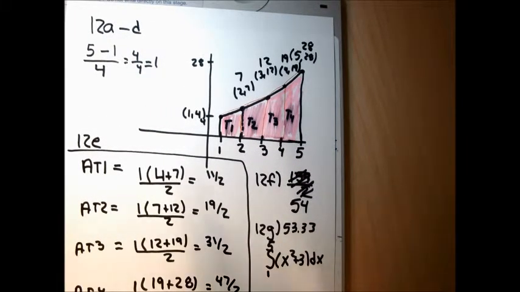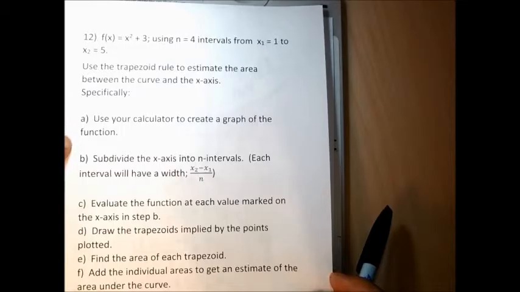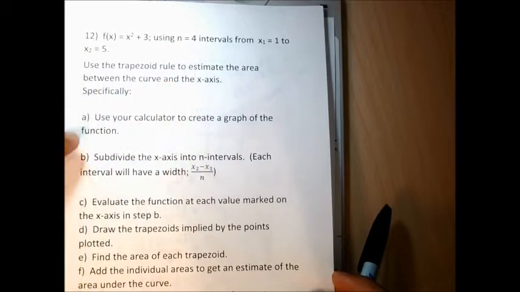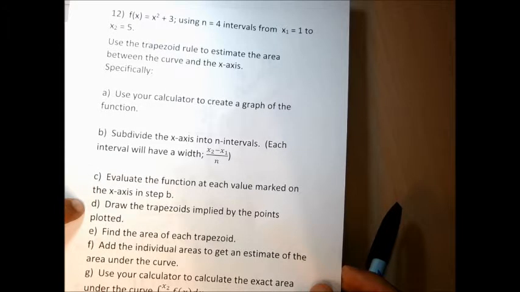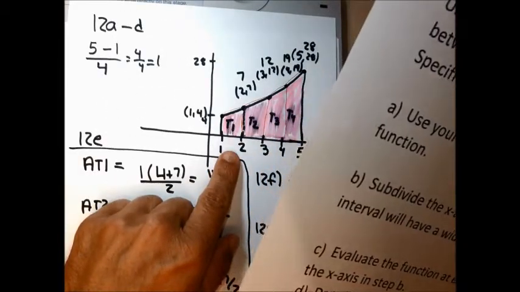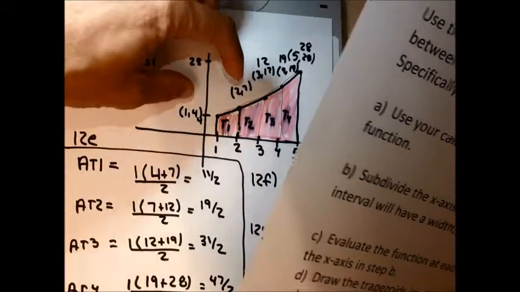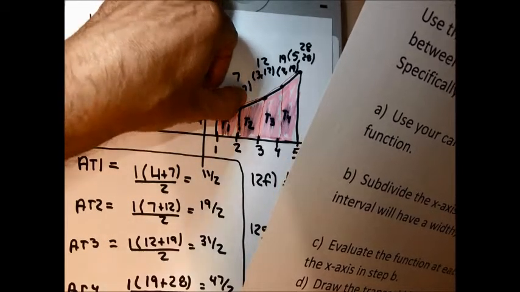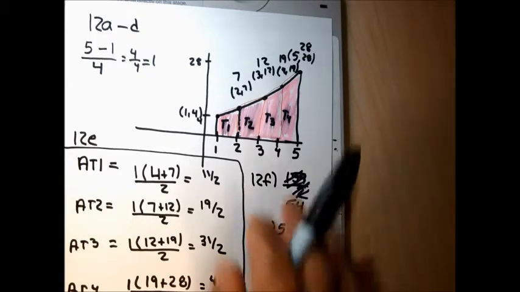So parts A through D, where it asks me to create a graph over the interval from 1 to 5, subdivide the x-axis by going 5 minus 1 over 4, making marks on the x-axis, getting a y for every number that you have on the x-axis, draw the trapezoids. All that shows up on the graph. And then the areas are really easy. The heights, which come first in the numerator, are just how far each of the numbers on the x-axis are apart. You add the y's of the left end point and the right end point for the trapezoid and divide by 2. So A through D are just all in the pictures.